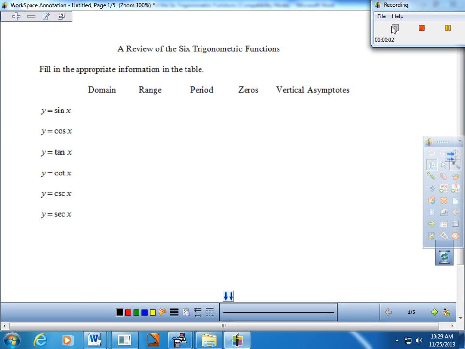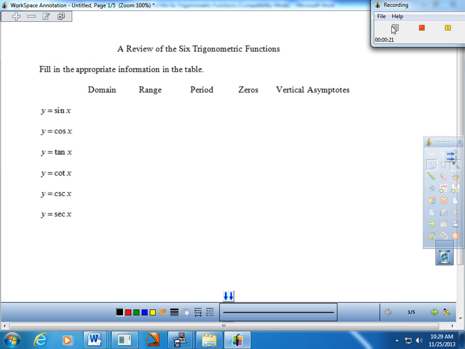Welcome. Today's notes worksheet is entitled A Review of the 6 Trigonometric Functions. This lesson just offers us a chance to get a little closure on the 6 functions that we've been investigating over the last several days. So we'll go through some of the characteristics, look at a couple more graphs, and then maybe do an application or two along the way.